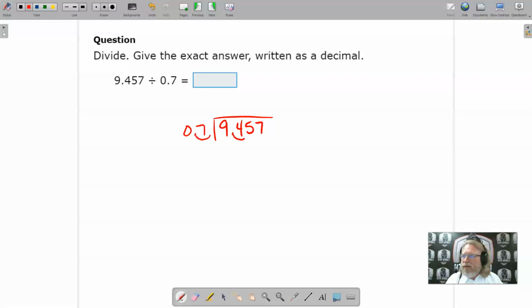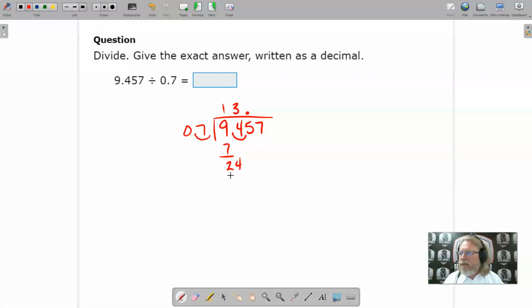And likewise, we need to move this over one place on the right, and now our decimal is going to be here in our answer instead. So now 7 will go into 9 once. 1 times 7 is 7. 9 minus 7 is 2. Let's bring down the 4. 7 will go into 24. What is that? 3 times, right?